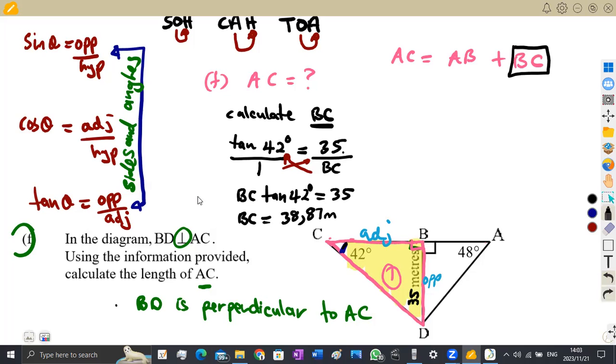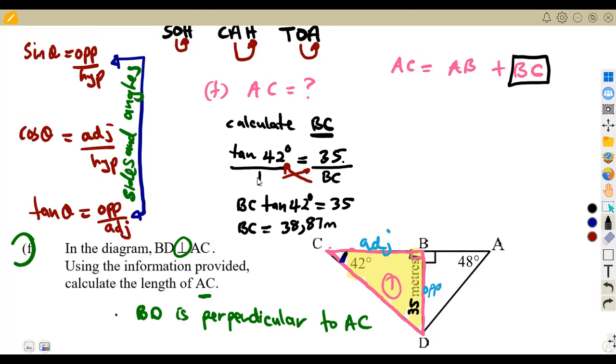So I want you to see that with the same idea or the same knowledge that you have used here to calculate the side BC, which is the one that we needed here, you are going to use the same information to find the side AB, which is this one. We could have started with AB. Whether you start with AB or BC, it's fine, guys. It's not like you have to start with BC.